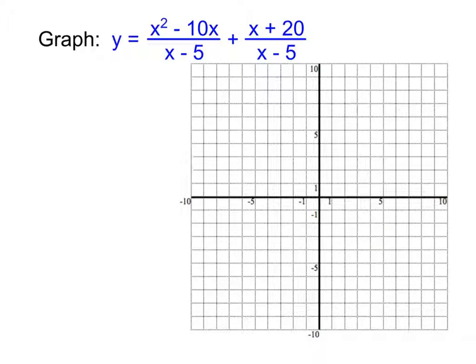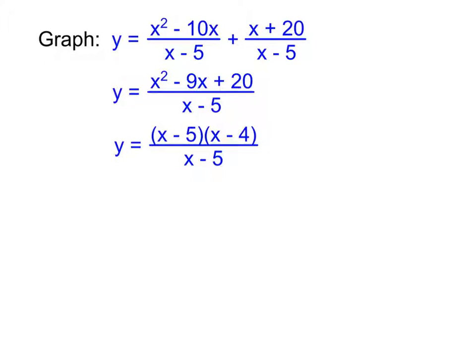Before we can start graphing, we need to add. In order to add, we need a common denominator. Thankfully, we already have the common denominator. So I can go ahead and do the addition, just adding the like terms on the top. Now when I do that, I end up with a quadratic.